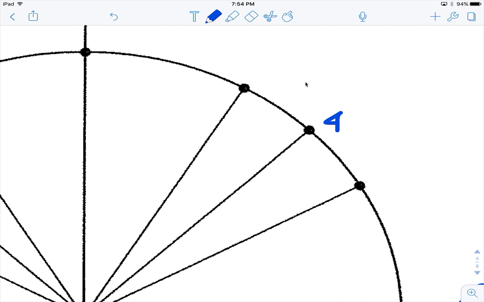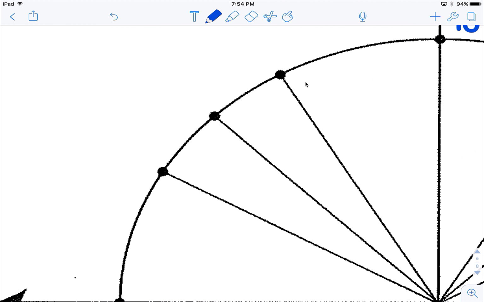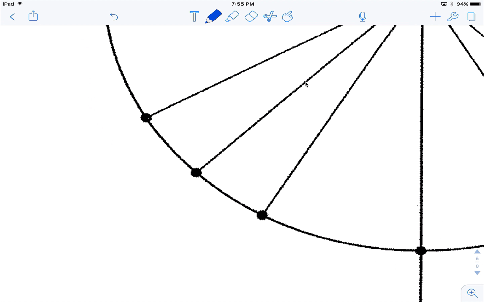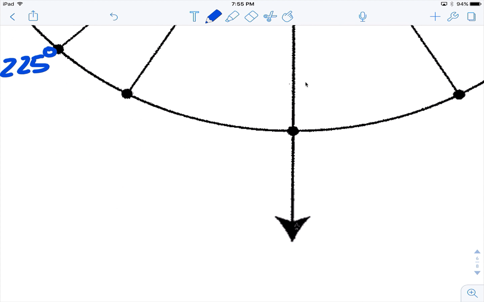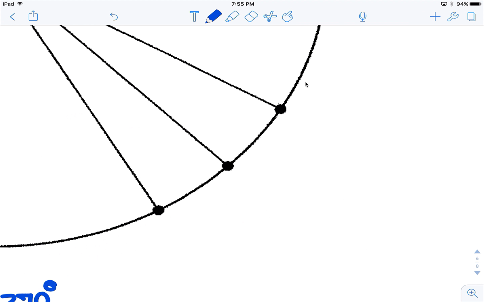So this would be 45 degrees. Add 45 and you would get 90. Add another 45 and you would get 135. Add another 45 and you get 180. Add another 45 and you get 225. Add another 45 and you get 270. Add another 45 and you get 315. Add another 45 and you end up back at 360.